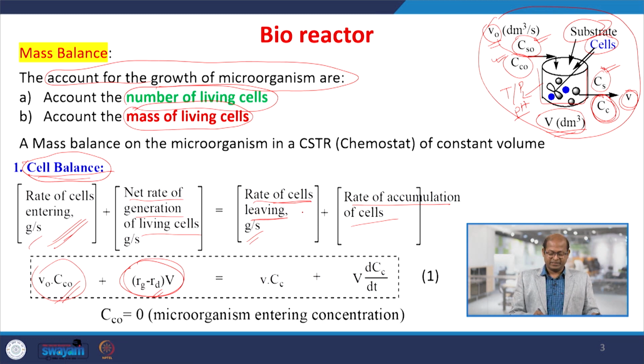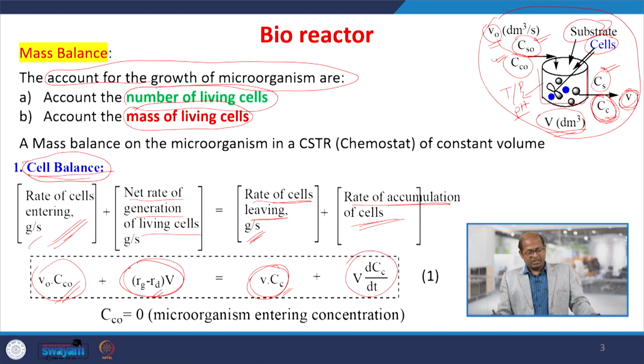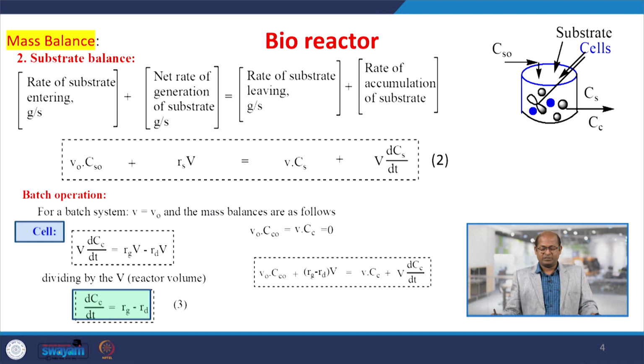And then the rate of the cells leaving from the outlet is small v into Cc, the volumetric flow rate times the concentration of the cells, which we know. If we multiply the volumetric flow rate with the concentration of the cells, then we can find the gram per second of cells leaving the reactor, and the rate of accumulation is V into dCc by dt. So, this is equation 1.